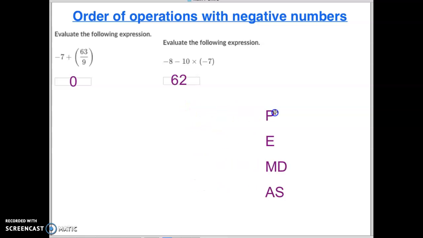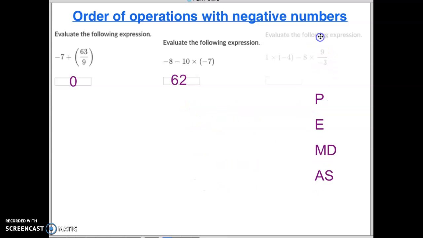All right, let's try another one. Parentheses, except it's just a negative 4 inside the parentheses. We got no exponents. We got multiplying and division. We sure do. 1 times negative 4 is negative 4. Over here, we have negative 8 times this. Oh, we got a division. So what's 9 divided by negative 3? It would be negative 3. Negative 3 times negative 8 is positive 24. So negative 4 from this side plus positive 24 from this side gives us positive 20.